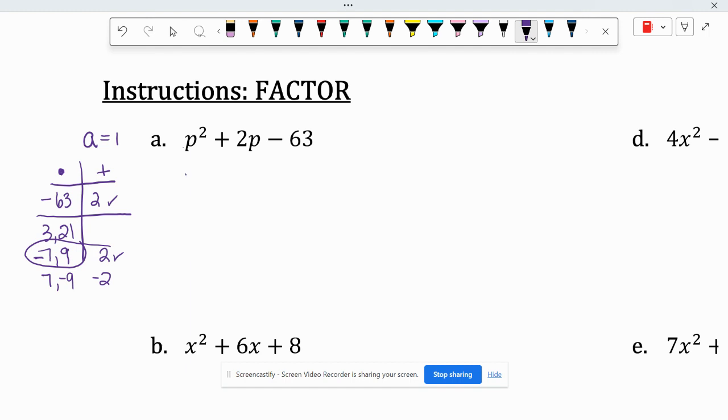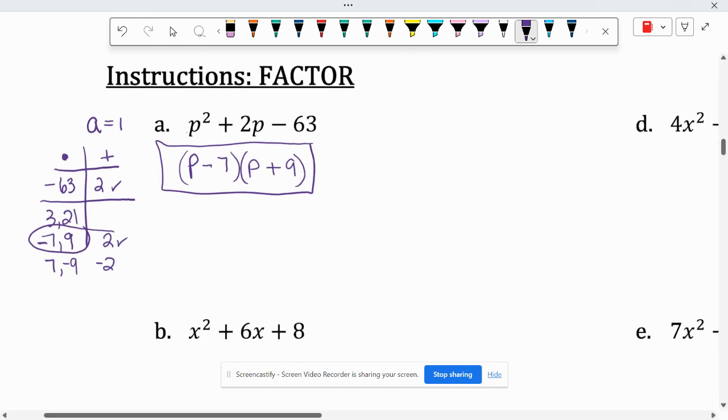But since A is 1, the factors that you choose are the factors that you use. P minus 7, P plus 9. And that's it. Those are the best kind, right? You don't have to do any grouping or anything. It just is what it is.